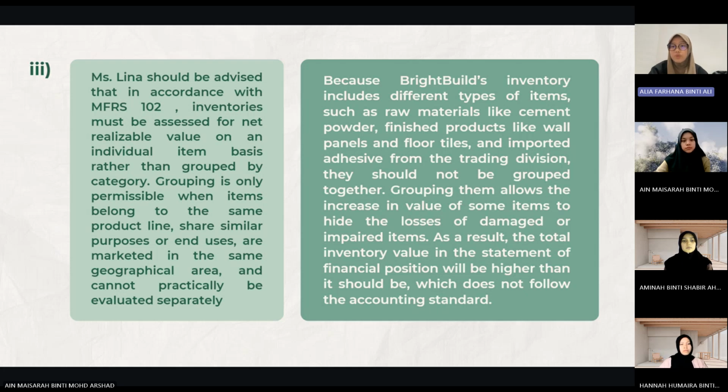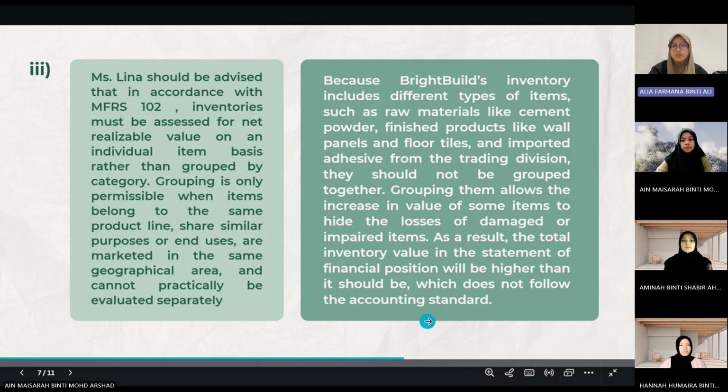Grouping is only permissible when items belong to the same product line, share similar purpose or end users, are marketed in the same geographical area, and cannot practically be evaluated separately. Because Bright Build's inventory includes different types of items such as raw material like cement powder, finished product like wall panels and floor tiles, and imported adhesive from the trading division, they should not be grouped together.